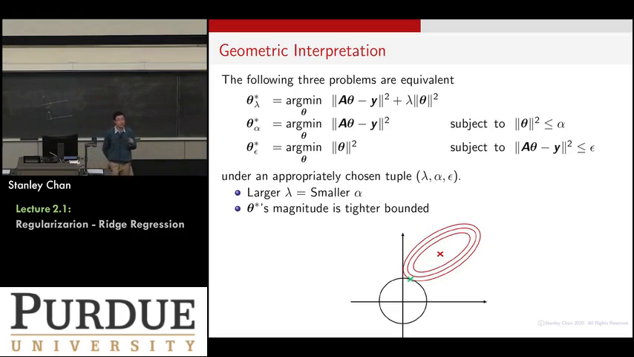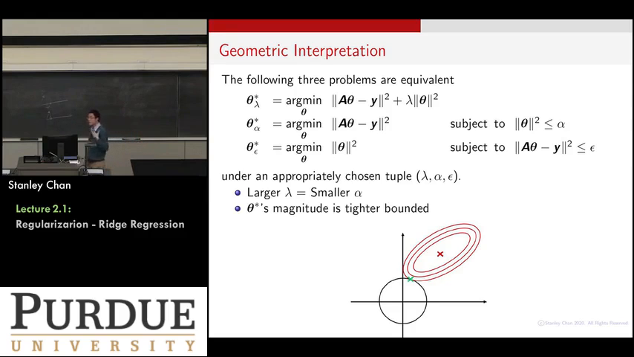Okay? Now, you can do this exercise at home. You can take the derivative, set it to 0 for the first problem, and get a solution. For the second problem, you can try to use the Lagrangian approach, which we will comment on next time. You can do a Lagrangian on the second problem, get a solution, and do the same thing for the third problem. And for the appropriately chosen tuples of lambda, alpha, and epsilon, they're the same. They're exactly the same. Okay? The solutions of these 3 problems are exactly the same.